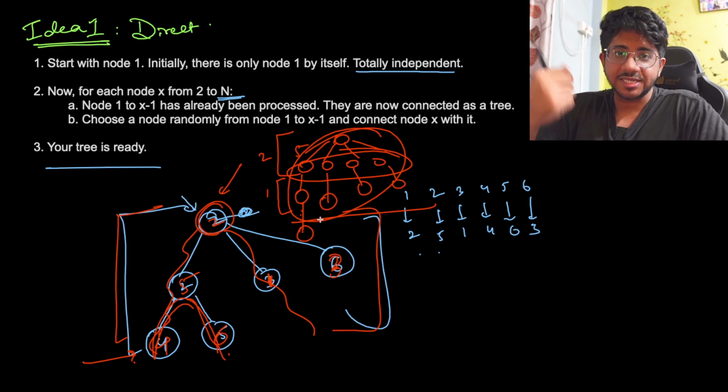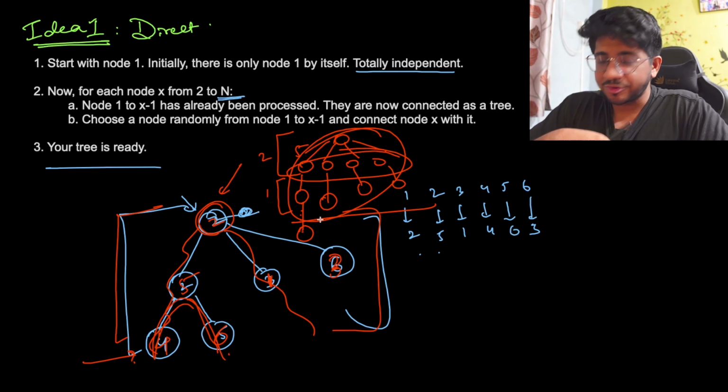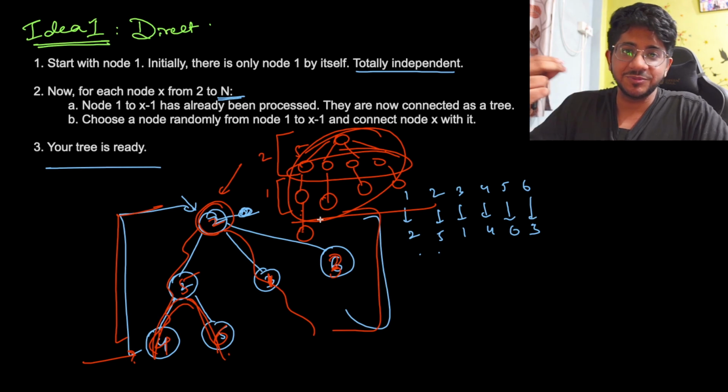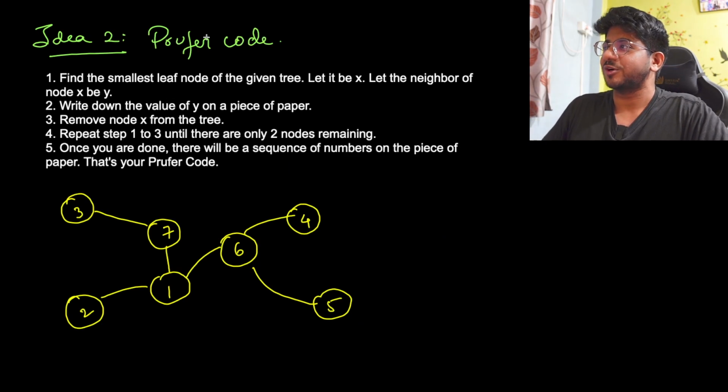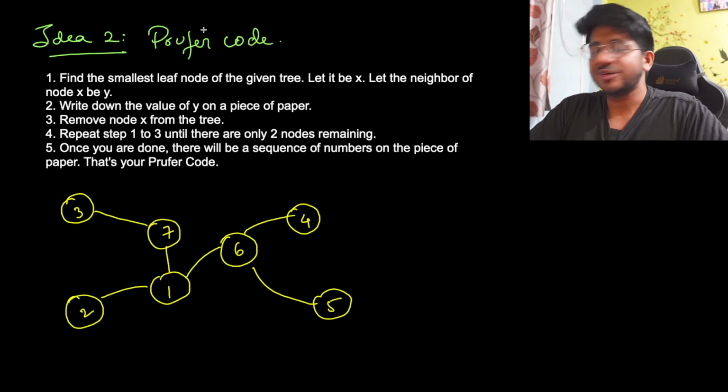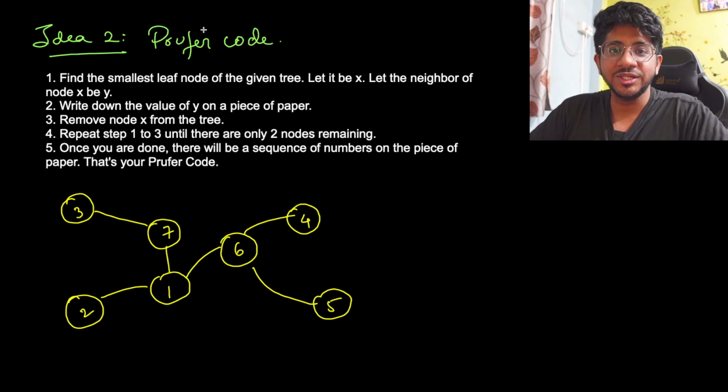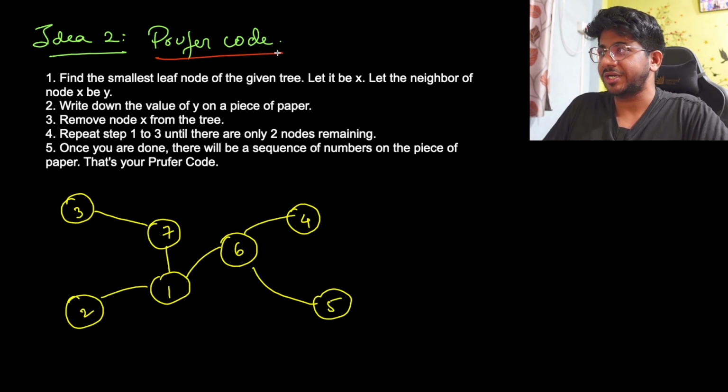Right? This is where exactly Prufer codes come into action. Prufer codes are the best tool when you have to generate labeled trees. Labeled trees means trees that have numbers on them. Now, what is a Prufer code? Okay. So a Prufer code basically says there is a strategy that you follow to generate a unique array for a tree. Okay. The Prufer code for a tree is a unique array for that tree.